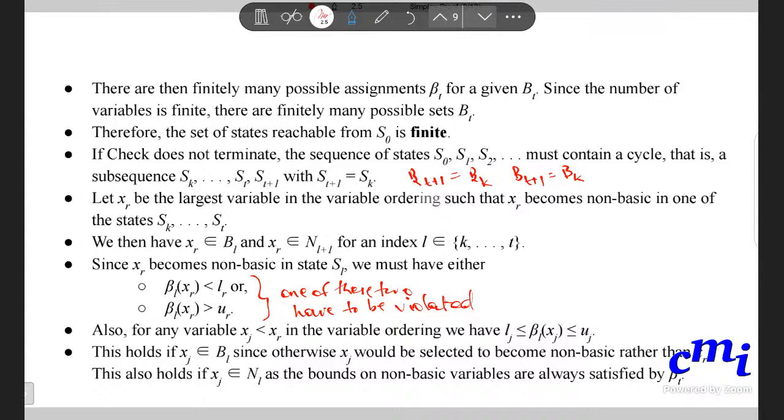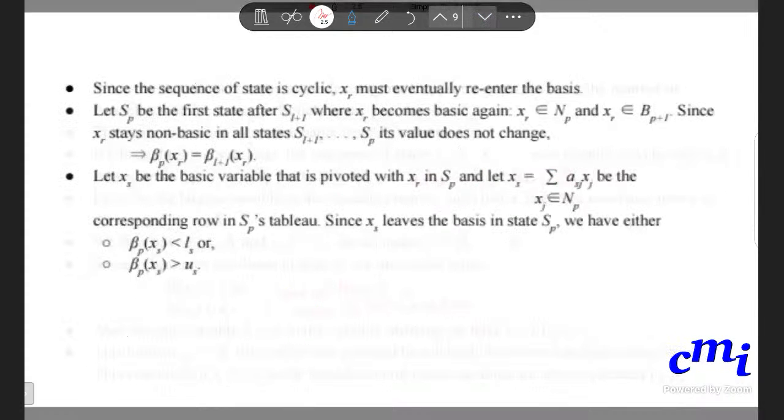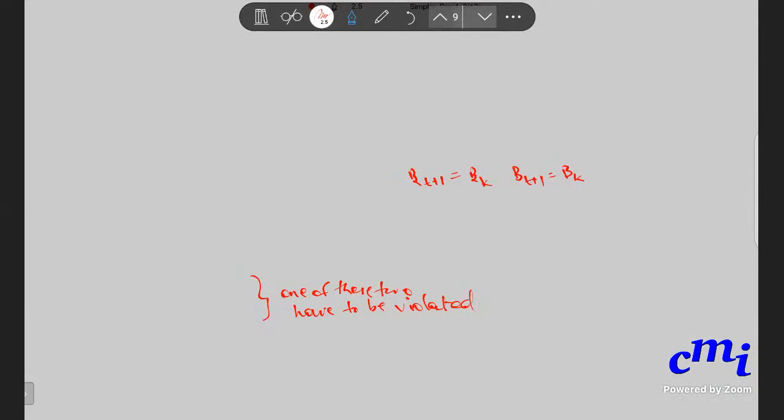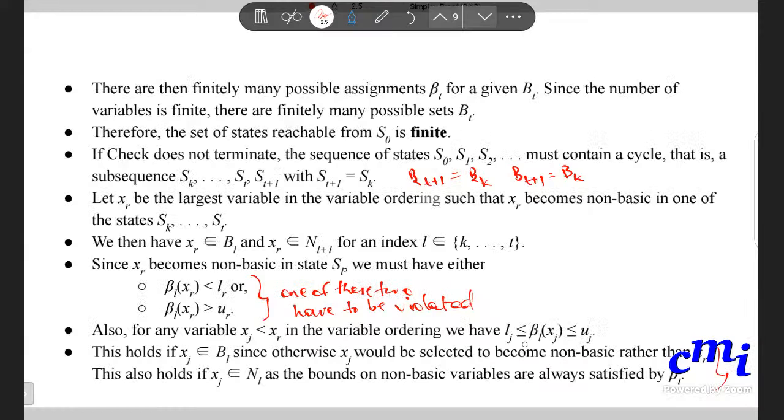What is the last bullet? I think you skipped over it. No, this is just the explanation for this. This holds if xj belongs to BL, since otherwise xj would be selected to become non-basic rather than xr. It's not clear to me why. It's clear that if it is basic, then the properties would hold, but why would the bounds not be satisfied on non-basic variables?